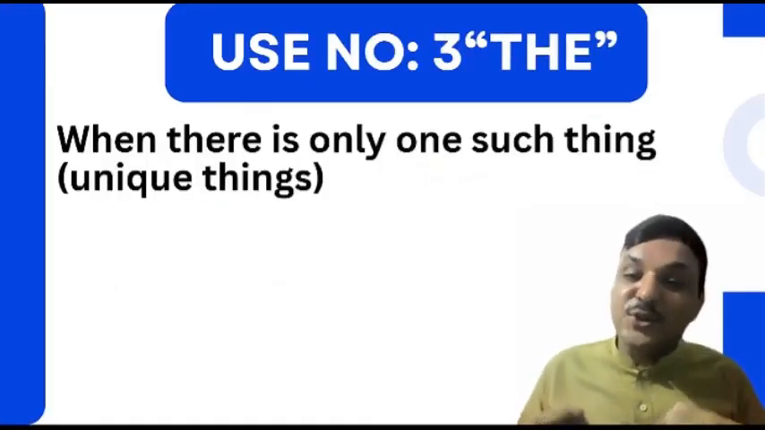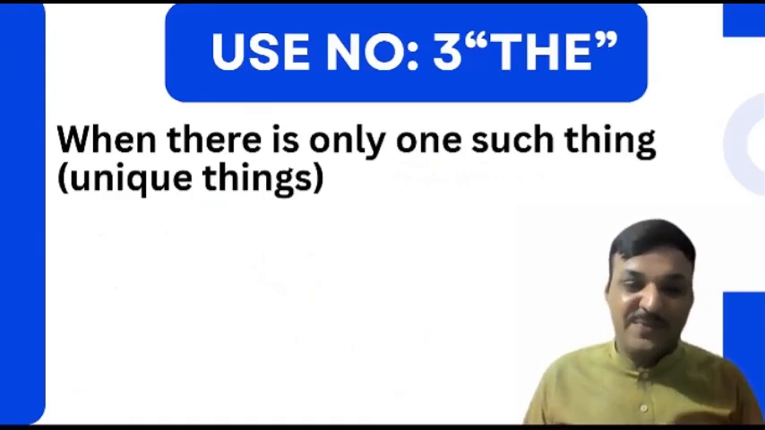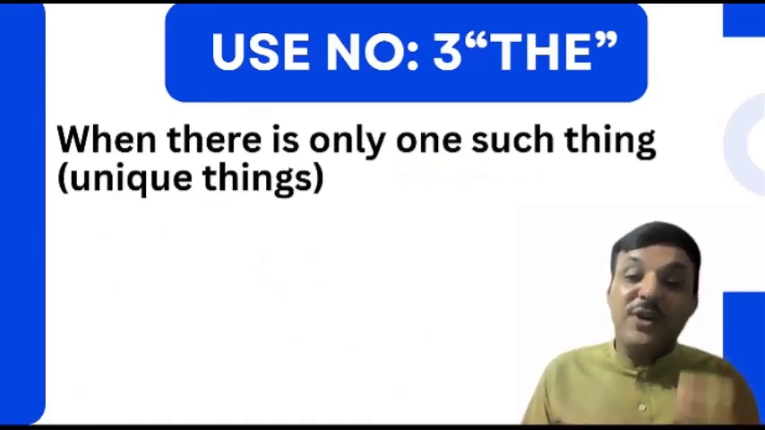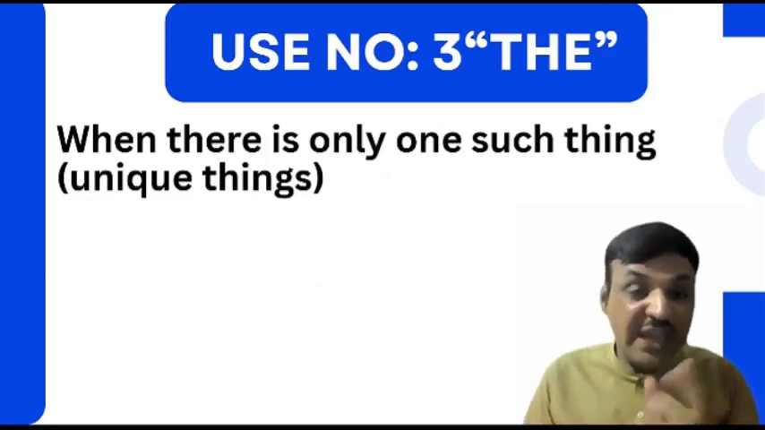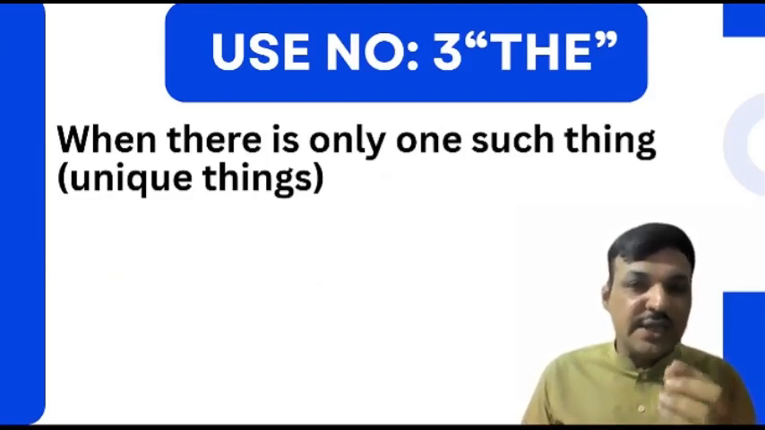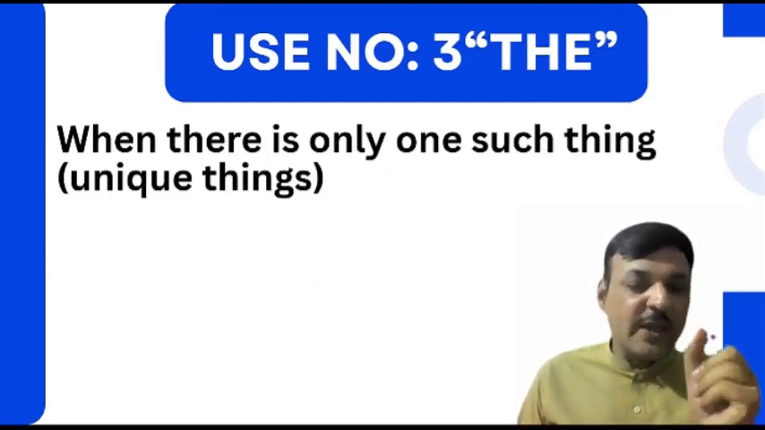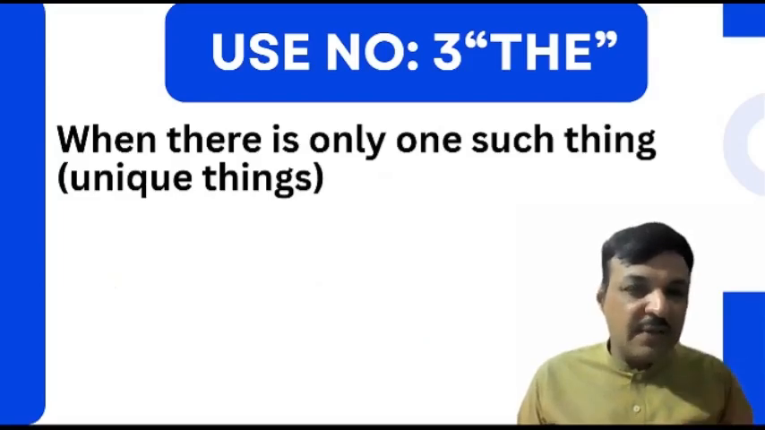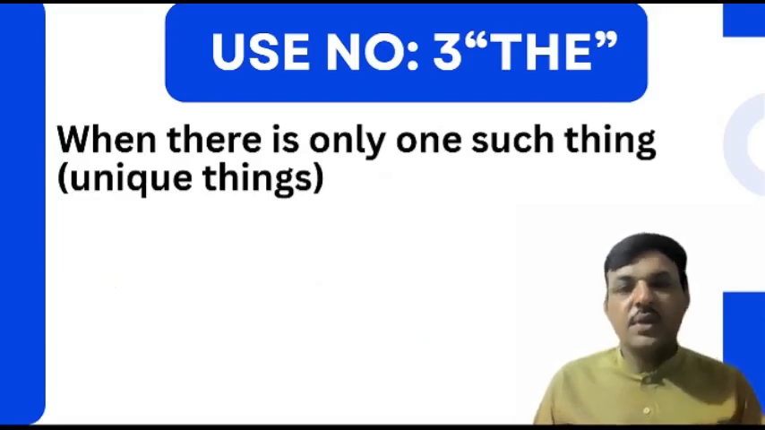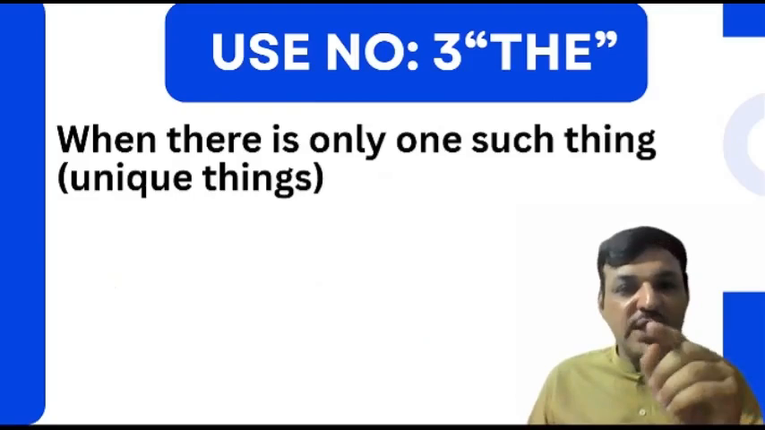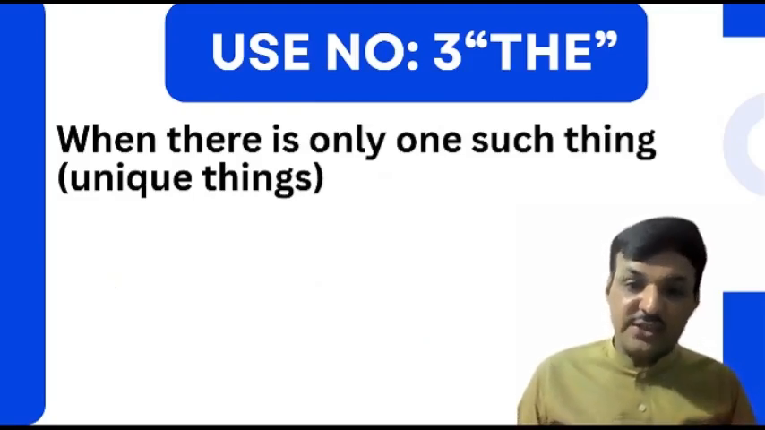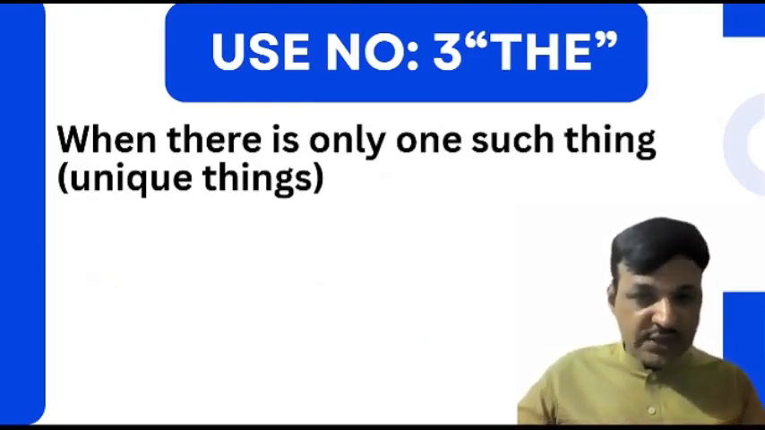Now let's learn use number 3 of "the" in English. When there is only one such thing, for unique things, use "the" in English. Suppose the sun is only one in the world and that is unique. So whenever you mention the sun in a text, use the article with it. I live on the earth, and the earth is only one. Use the article with the unique thing. Let's go to the example to understand better.